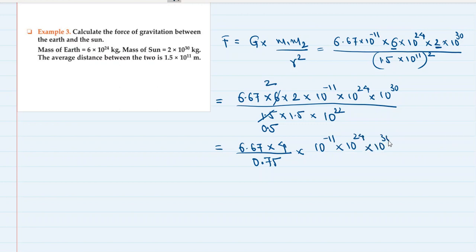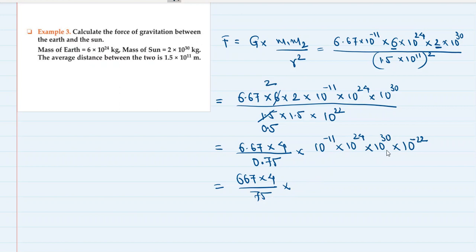Okay, multiplied by, here you will get 10 raised to minus 11 multiplied by 10 raised to 24 multiplied by 10 raised to 30 multiplied by 10 raised to minus 22. This 10 raised to 22 comes up, becomes 10 raised to minus 22. Okay, here if you multiply 100 in the numerator and denominator, this will become 667 multiplied by 4. I just removed the decimal places, and in the denominator also I multiplied by 100, so it will become 75 multiplied by, here add all the powers.